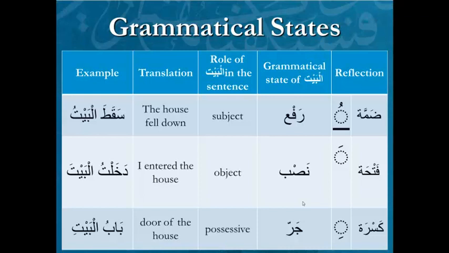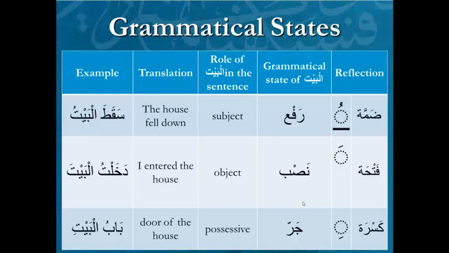I say that because if you restrict rafa, nasab, and jar to subject, object, possessive, then essentially what you're claiming is that the ism could be used in 3 total ways. The ism could only be used in 3 ways. One of them is called rafa, the other one's called nasab, the third one's called jar: subject, object, possessive. But that can't be true. Let me tell you why.